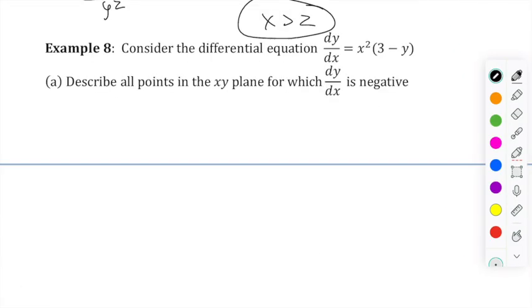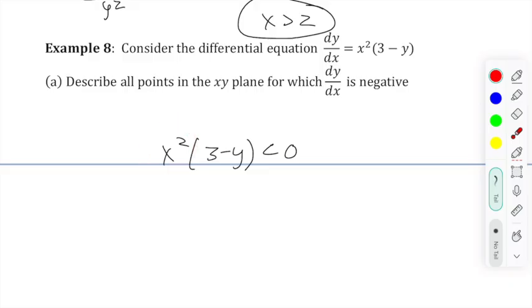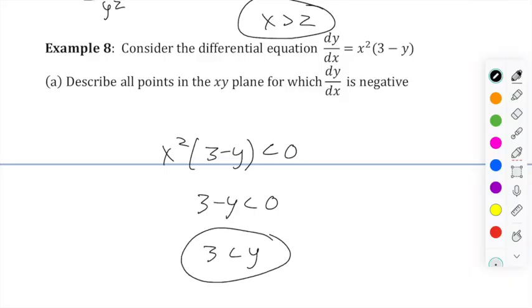Okay, same thing here. Describe all points in the xy plane where the derivative is negative. So we have an x squared and 3 minus y, and we want this less than 0. This x squared will always be positive, right? So we want 3 minus y to be negative. So we need to know where 3 minus y is less than 0. And that occurs when y is greater than 3.